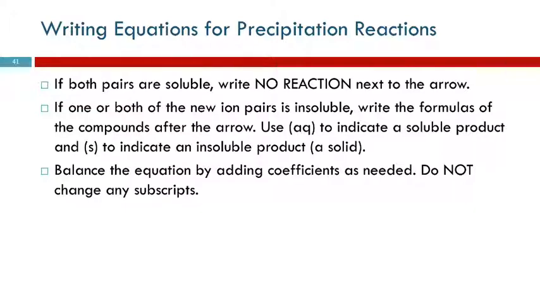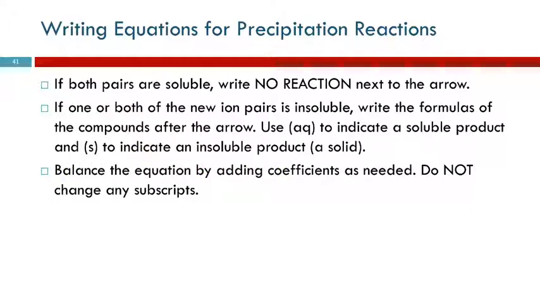So if one of the pairs is insoluble, then you've got to finish it up. So you write the formulas for the compounds, use AQ to indicate the one that is soluble, and S to indicate an insoluble product.